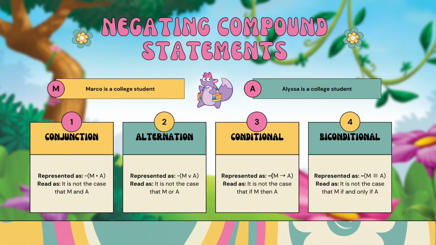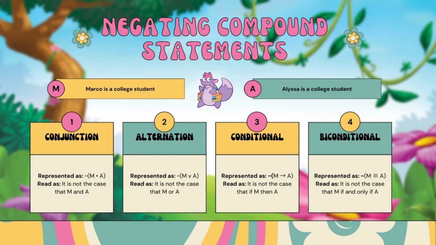Moreover, a compound statement can be negated too. Let us bring back the two simple statements. Marco is a college student, represented by M, and Alyssa is a college student, represented by A. To negate a conjunction, it is represented like this and it is read as, it is not the case that M and A. To negate an alternation, it is represented as this and it is read as, it is not the case that M or A.